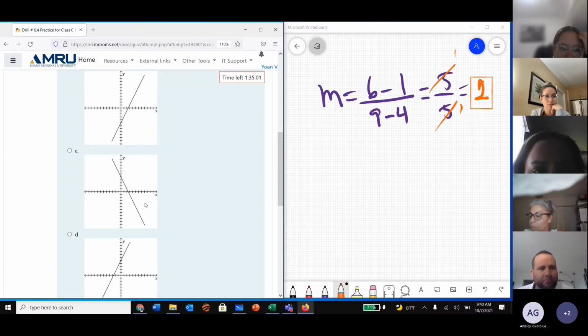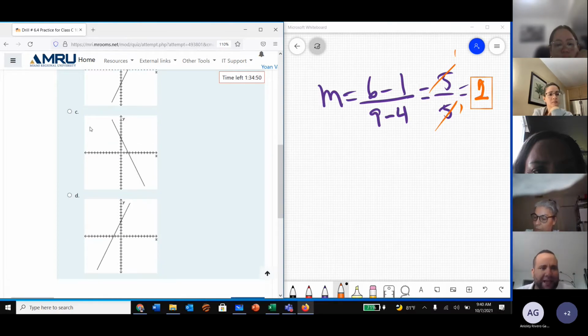Number B. How's the slope? Positive. And the y intersection? Negative. Number C. How's the slope? Negative. And the y intersection? Positive. Number D. How's the slope? Positive. And the y intersection? Negative.